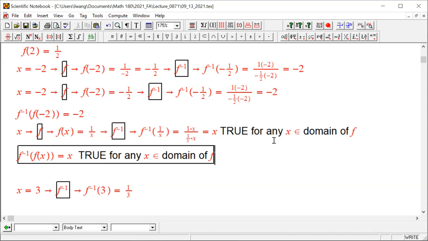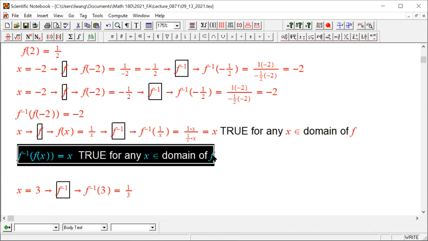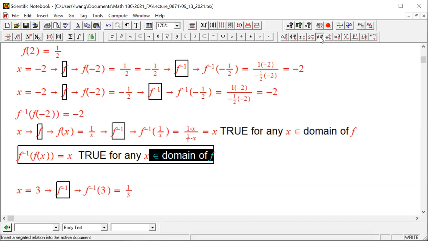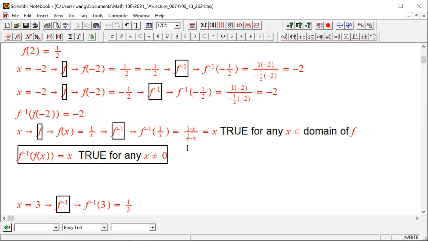But if you want to make it shorter, you could just mention that it's not equal to 0, which you already mentioned. All real numbers except x equals 0. Exactly. Thank you.